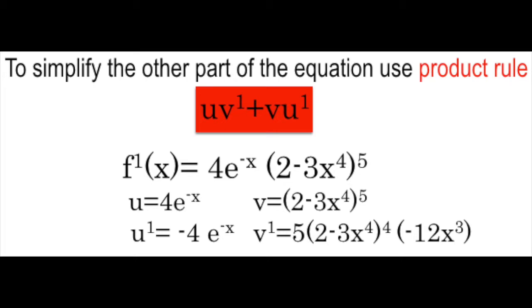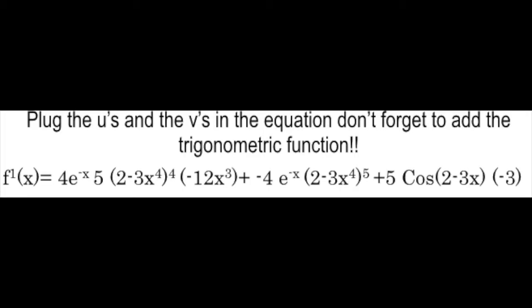The third step joins the first equation with the trigonometric function derivative. For the f prime of x, you plug in the u's and the v's where they belong, following the product rule. To this equation, you add the derivative of the trigonometric function, bringing the 5 down, turning the sin of x into cos of x, and after the derivative of the parentheses 2 minus 3x, equaling negative 3.